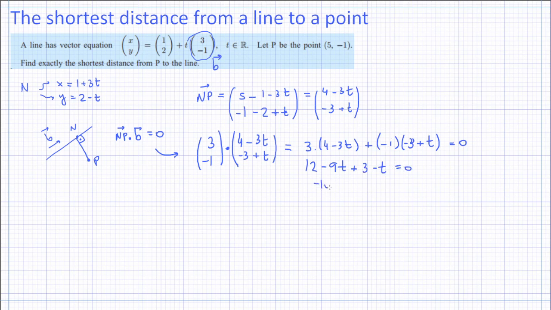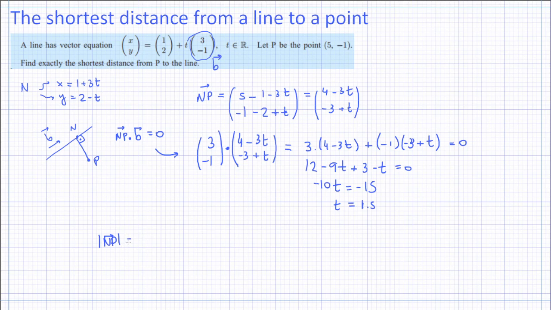So negative 10t is equal to negative 15. Therefore, t is equal to 1.5. Now, since the question is asking us for the shortest distance, we still have to calculate the magnitude of NP. NP is the vector which points from the closest point to this point P. So we have to get the magnitude to find this distance, which will be the shortest one.